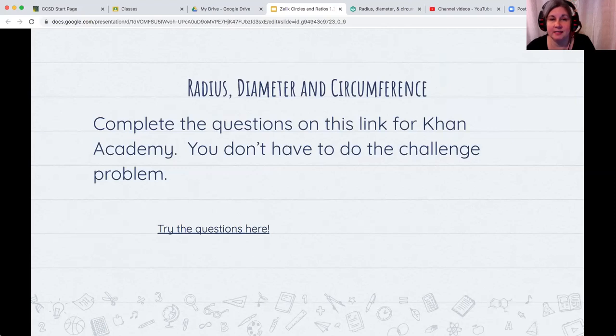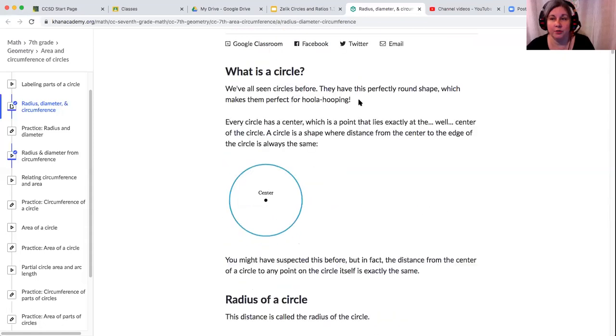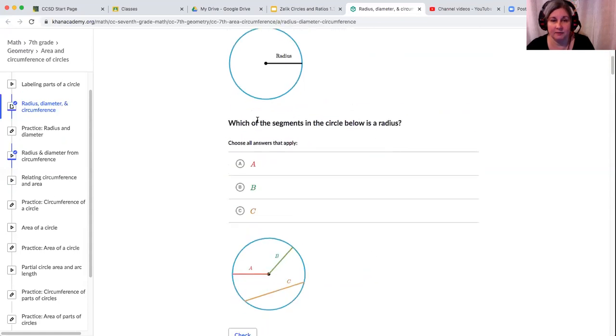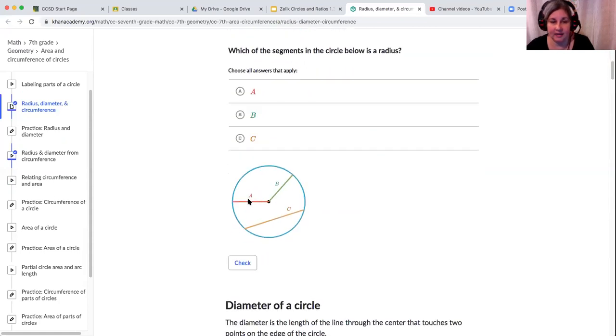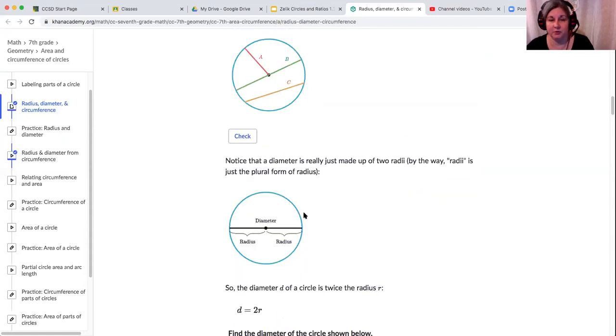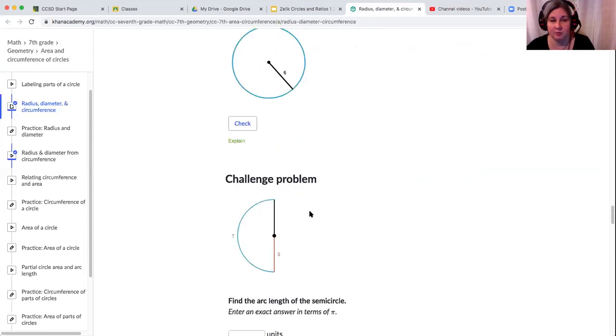So this is a review of all of it together on Khan Academy. So work through this page, and as you are working, there's going to be answers to select, and then you can check yourself. Okay, so please go through and do all of those questions. You do not have to do the challenge problem unless you want to.